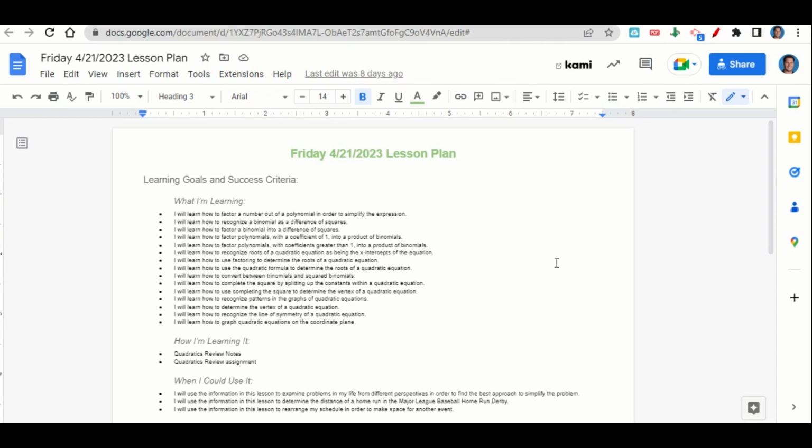equation, how to recognize patterns in the graphs of quadratic equations, how to determine the vertex of a quadratic equation, how to recognize the line of symmetry of a quadratic equation, and how to graph quadratic equations on the coordinate plane. How are we learning it?